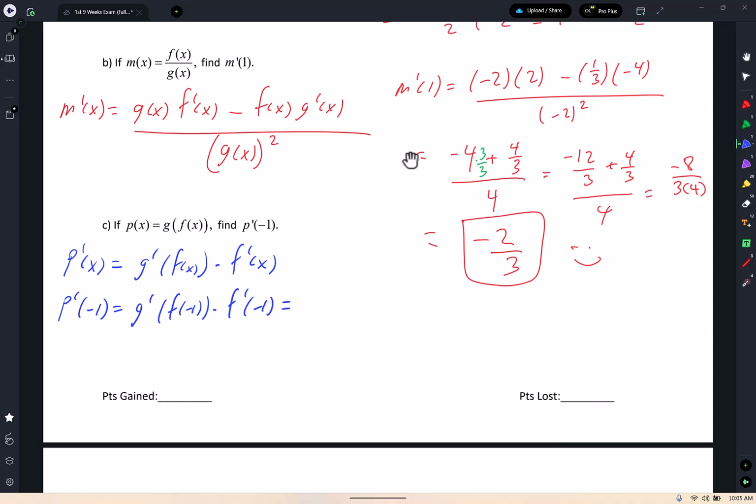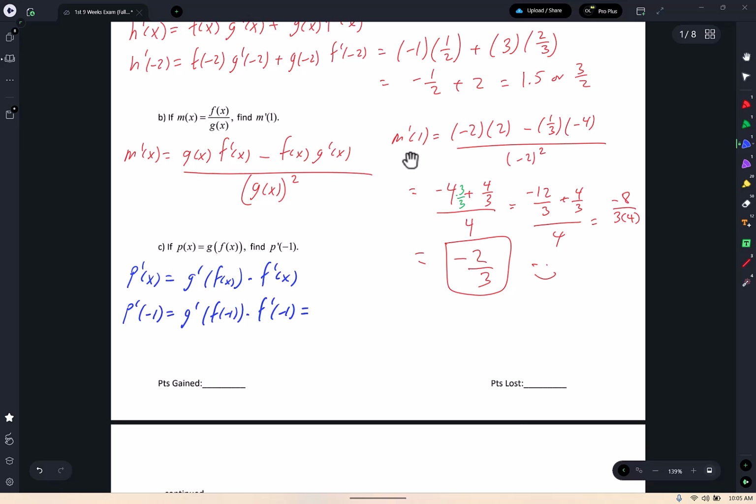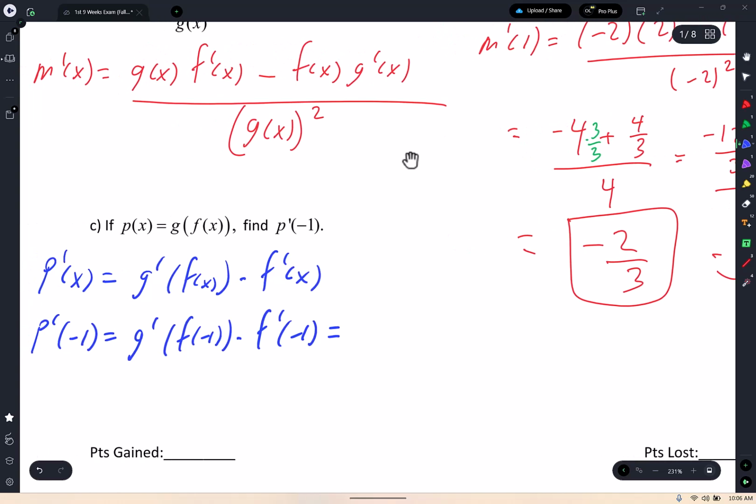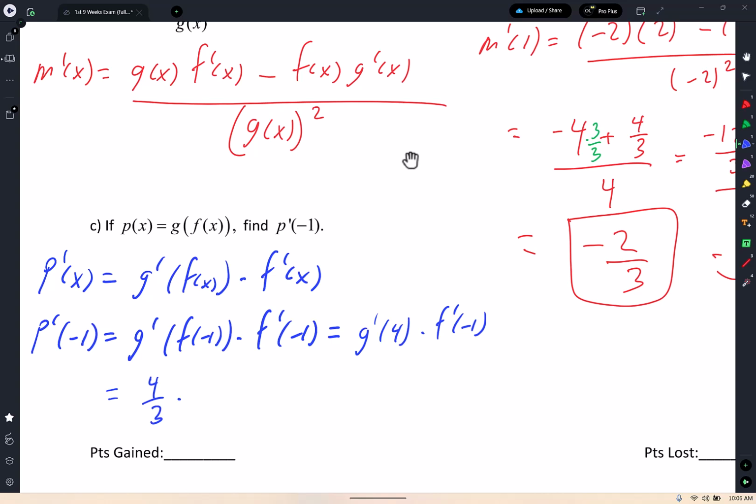I look up what f of negative 1 is, and I'll slow down. What's f of negative 1? 4. G prime of 4 times f prime of negative 1. Someone tell me what g prime of 4 is. What is it? 4/3. Times what's f prime of negative 1? Negative 3 over 2. Yes, negative 3 over 2.